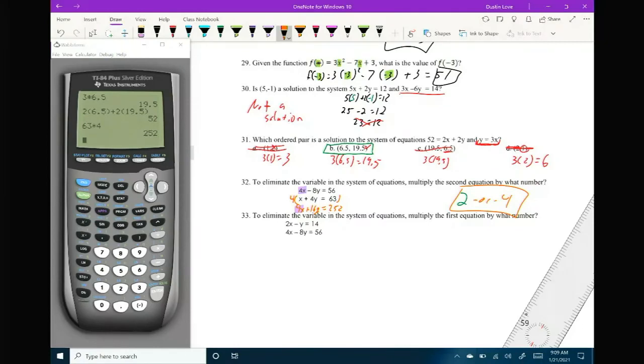Okay, number 33, very similar to the one before it. I want to multiply the first equation this time. Again, I could multiply by 2 because then that 2 times 2 would give me 4. Or I can multiply by 8 because then the 8 times 1 would give me 8. So 2 or 8.